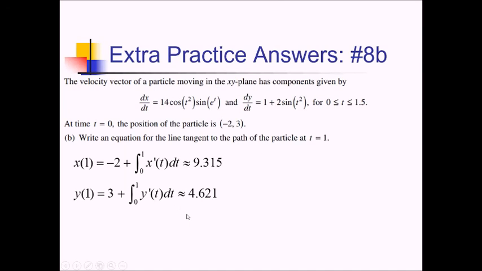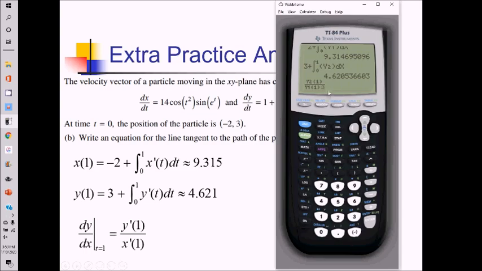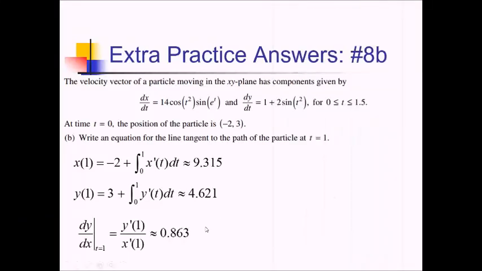Now I need the slope at time equals 1. All right, well, to get slope in general for parametrics, we've got y prime of the number over x prime of the number. So our dy over dx evaluated at 1 is going to be y prime of 1 over x prime of 1. Let me put that on the calculator. And here's what that looks like. Fancy fraction, y2 of 1, because that's y prime of 1, over y1 of 1. Enter. Gives us about 0.863.